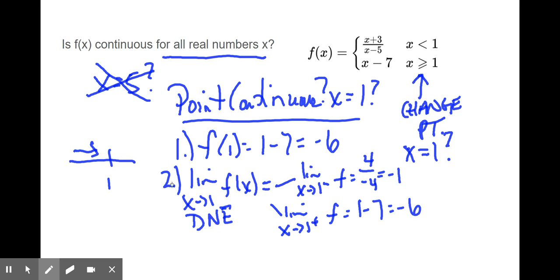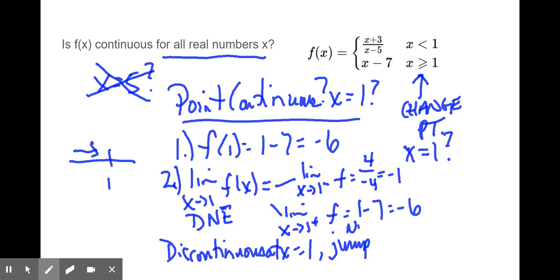So since condition 2 has failed, this function is discontinuous at x equals 1. And you can go a step further. This is a jump, or a non-removable jump discontinuity. Okay? It's a non-removable jump discontinuity.